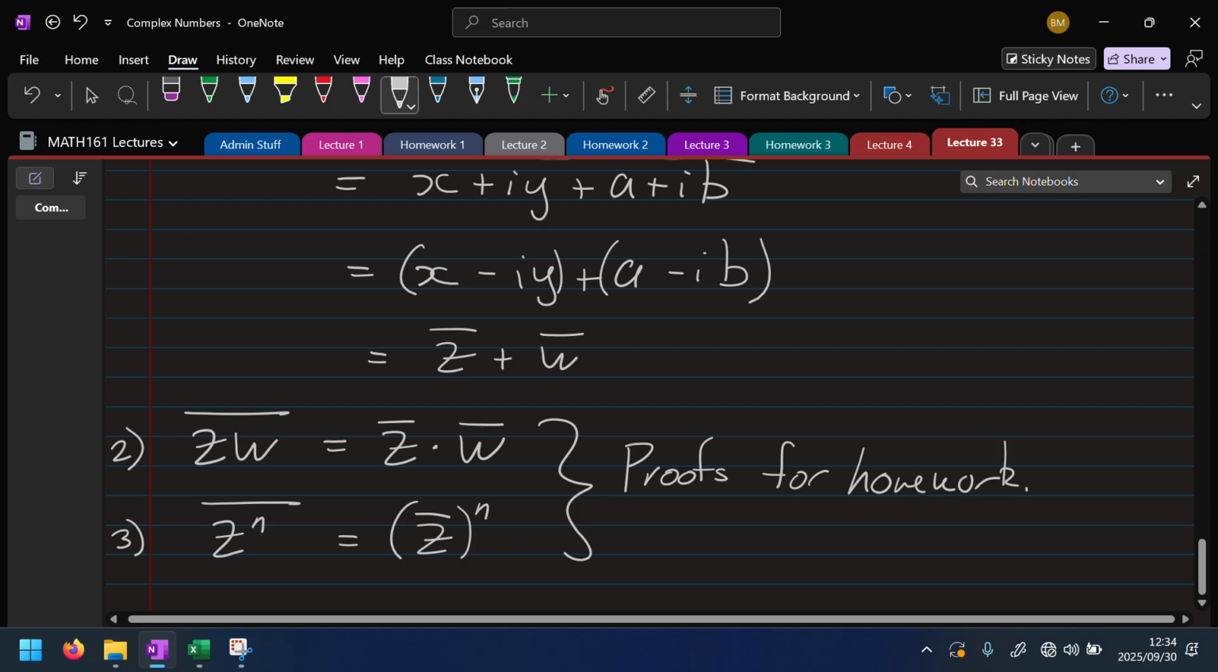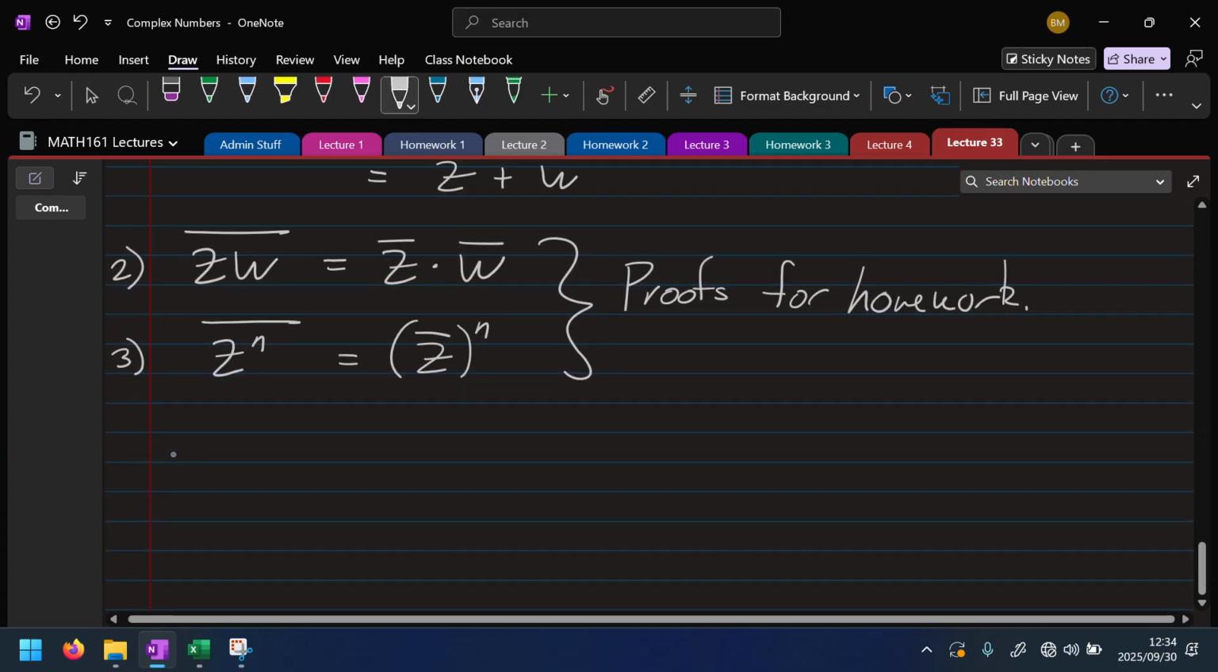Okay, so it's exactly the same as number 1. You can let z be x plus iy, w be a plus ib, substitute into the one side, get to the other side. Okay, same thing for number 3. Any questions for the proofs? You're all good. Okay.